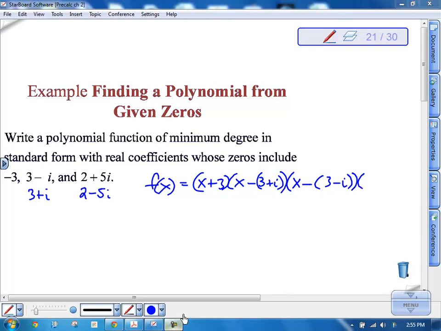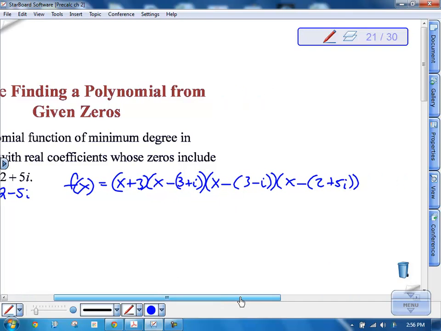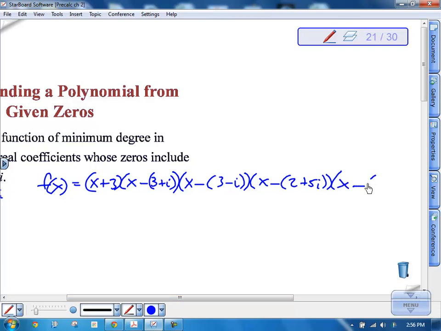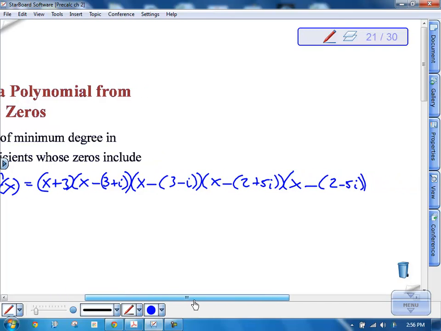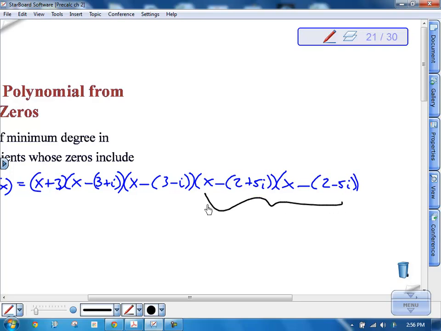And you also have x minus the complex number 2 plus 5i. And you also have x minus the complex number 2 minus 5i. I know this is a lot of work to FOIL all this out, but unfortunately that's what we have to do. So, a lot of work to show for this one. I probably won't give you one that's long in the test, but maybe a 3rd degree would be reasonable. So anyways, let's multiply these out.